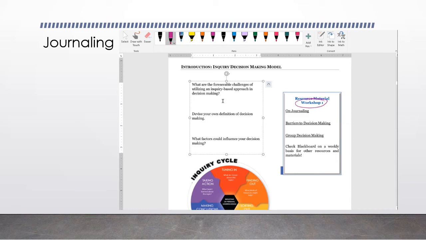For example, here, what are the challenges that you see in utilizing the inquiry-based approach? This is a group prompt. All the group members should be deciding what the answer should be for this. You only need one answer, an answer that the group has come up with. So you might say, we find the following challenges, and write them down.